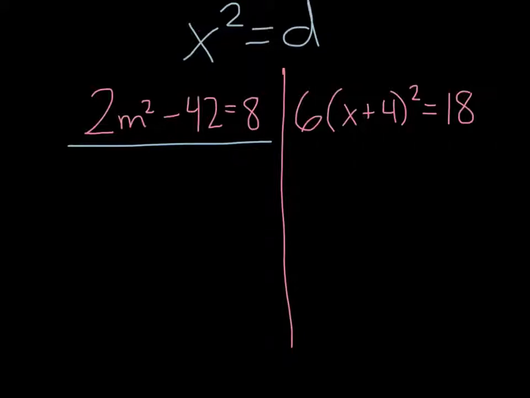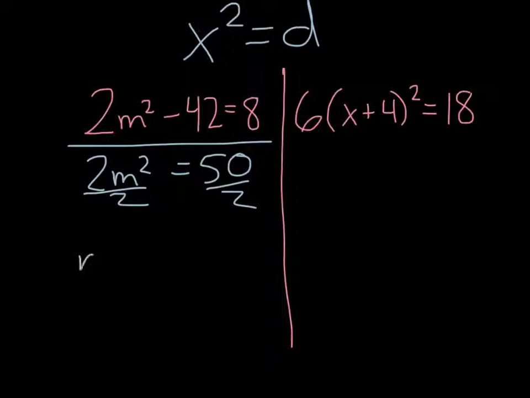They would have then multiplied by 2, they would have subtracted 42, and they would have got 8. So we're going to reverse that. We're going to add 42 to both sides. That would leave me 2m squared equals 50. You're going to divide by 2 on both sides. That leaves you m squared equals 25.